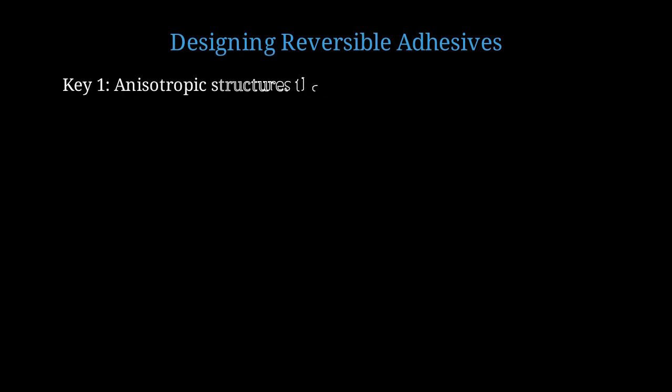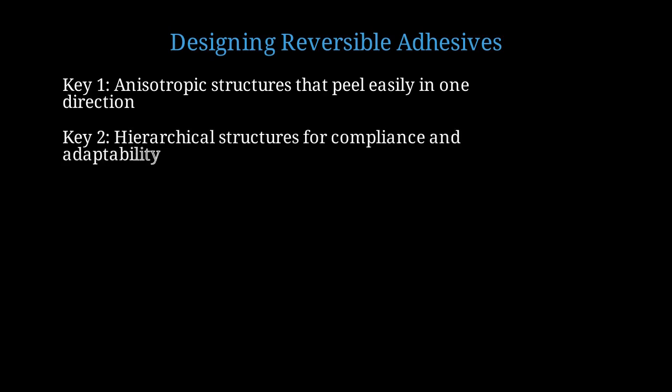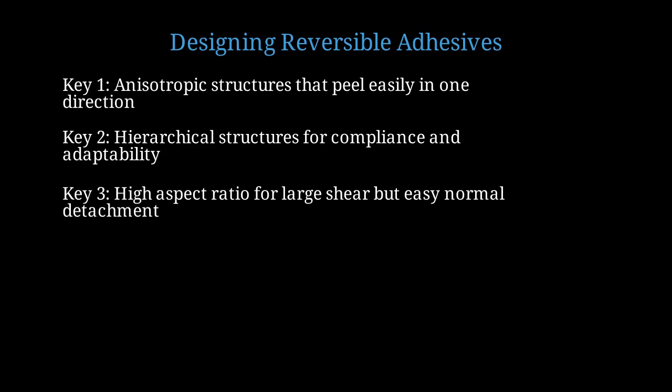The Gecko's adhesive is remarkable because it's reversible and controllable. How can we achieve this in synthetic materials? One strategy is creating angled pillars that adhere strongly when loaded normally but peel easily when sheared in one direction. Hierarchical branching, like the Gecko's setae and spatulae, provides compliance at multiple length scales, ensuring good contact even on rough surfaces. High aspect ratio pillars can bear large shear loads but buckle and detach easily under normal pull-off, giving directional adhesion.